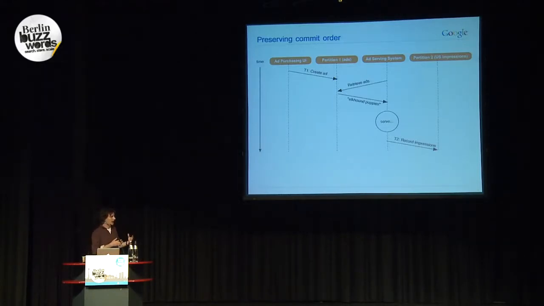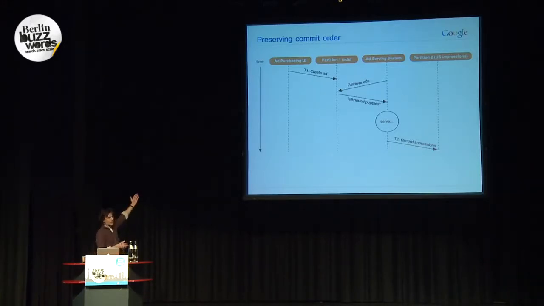Here's an interaction diagram of a common sort of distributed system scenario at Google, trying to essentialize a pattern that we see a lot. The entities here are: there's an ad purchasing UI. This is the web page that you go to at Google to buy your ad. There's an ad serving system, which is whatever background machinery actually renders these ads to users. And 2 database partitions. There's one partition of the ads themselves. And for this example, we can talk about just one of the partitions that keeps track of ad impressions.